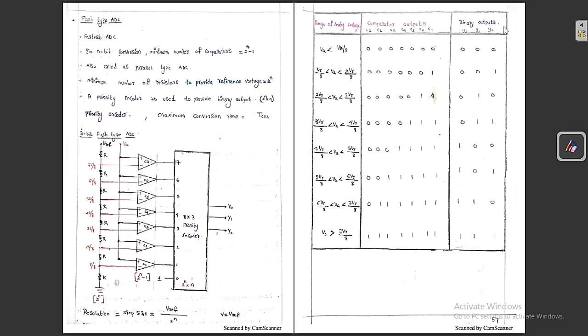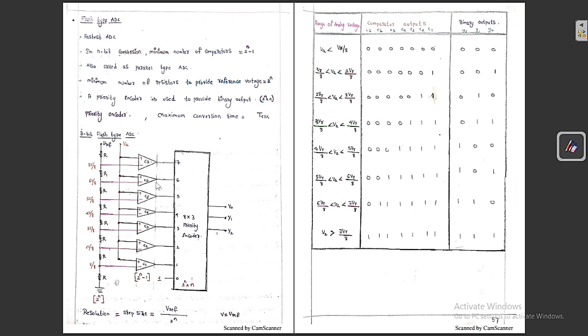The range of the analog voltage, the unknown voltage that we want to figure out, the comparator outputs, and also the binary outputs. You can see clearly, suppose the minimum voltage is V by 8. Suppose the analog voltage is lesser than V by 8, then what is going to happen? If VA is lesser than V by 8, simply we can say the inverting terminal is greater than the positive terminal. So what is going to happen? I have already told you, whenever this is happening, the output voltage is 0.